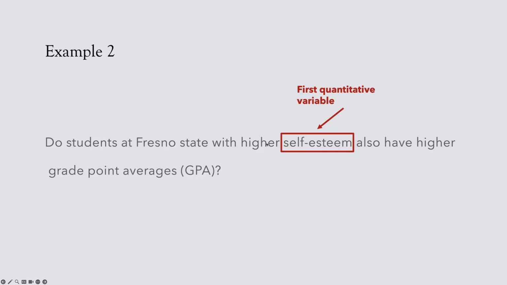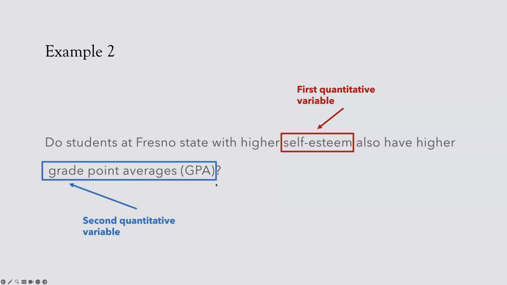So do students at Fresno State with higher self-esteem also have higher grade point averages? And this one is a number. We know that grade point average is an actual number, so that one is a quantitative variable as well. So again, you could draw this out, and we would have, I'm going to put self-esteem here, SE, in there we go, self-esteem. And we have GPA.